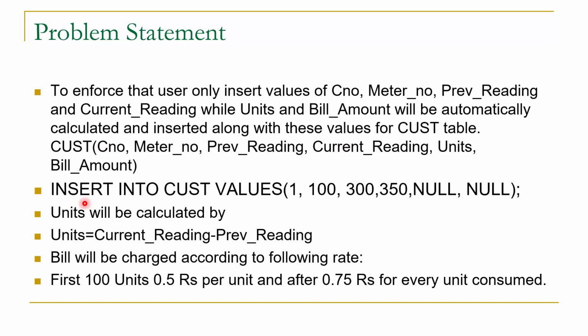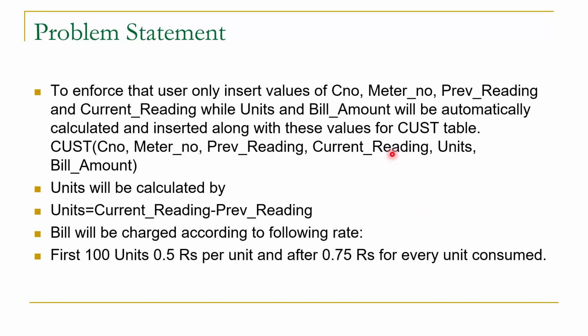The user will supply the insert statement like this. You can see that the user is supplying the value of 4 columns, that is C number, meter number, previous_reading and current_reading. The value of units and bill amount is null. The value of 2 columns, units and bill amount, will be calculated by the trigger, and when the actual insert operation is performed, the value of 6 columns will be inserted in the database.